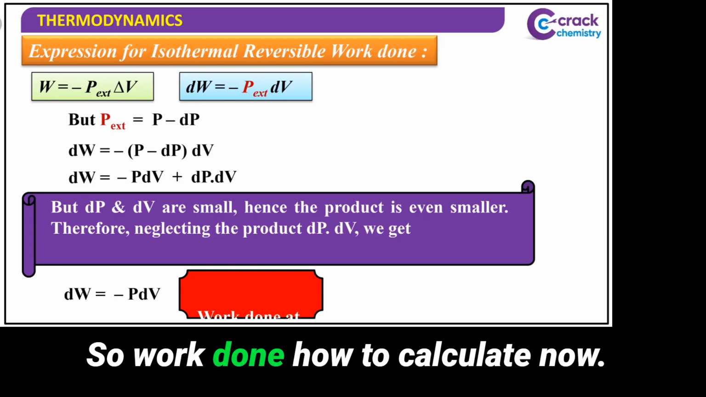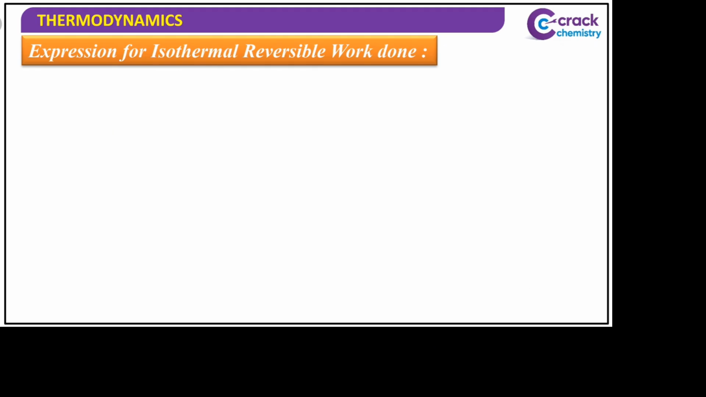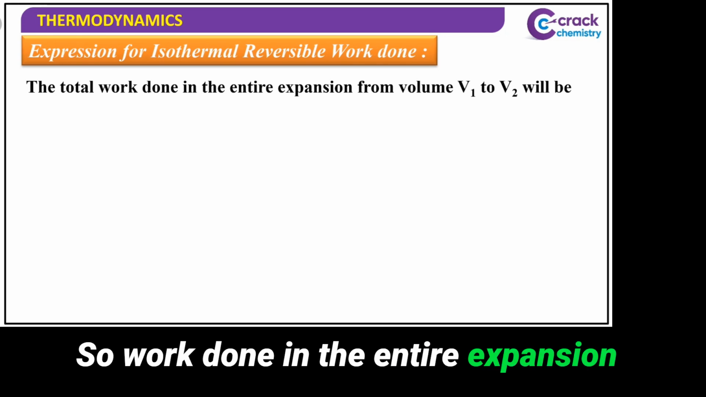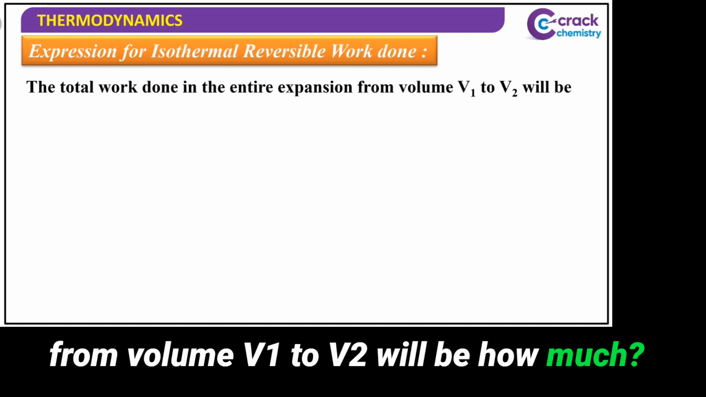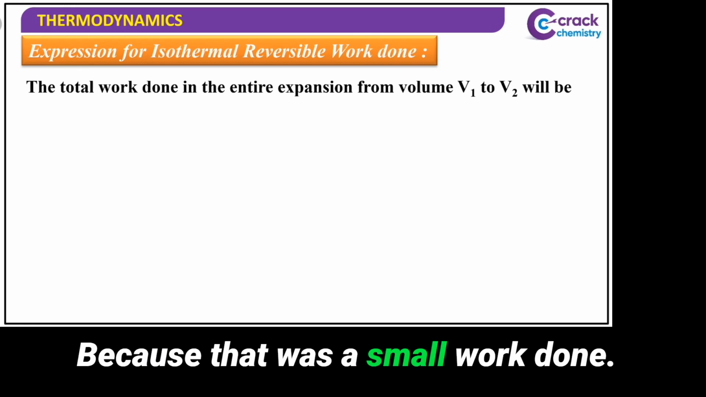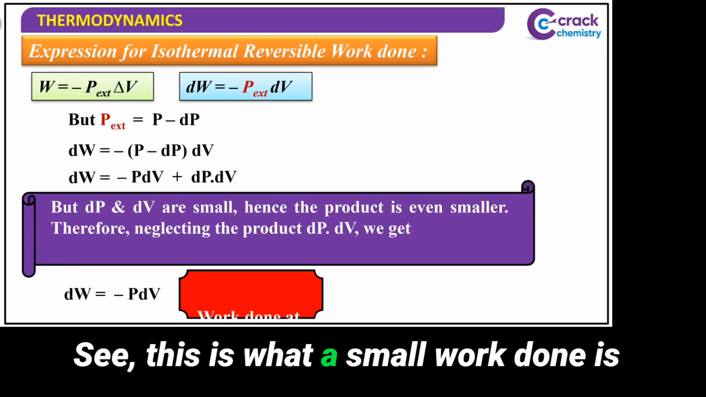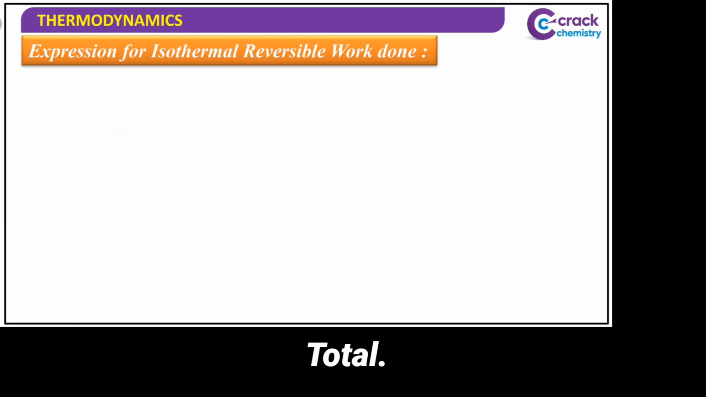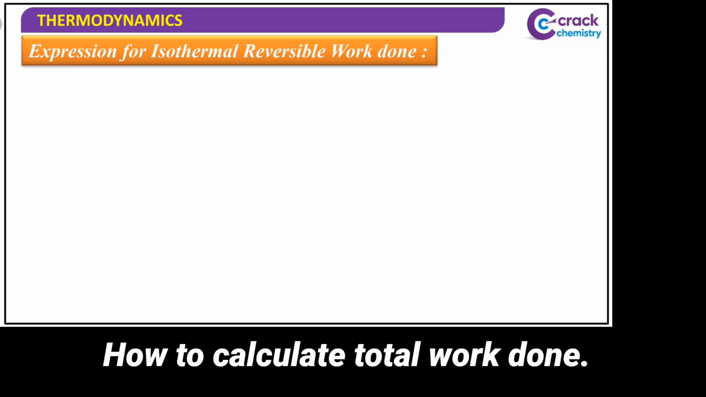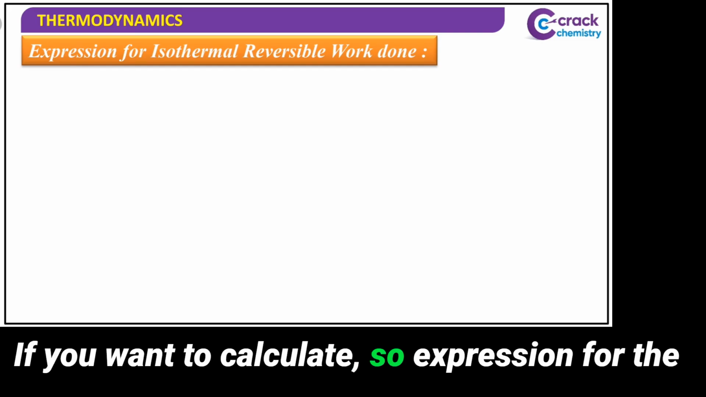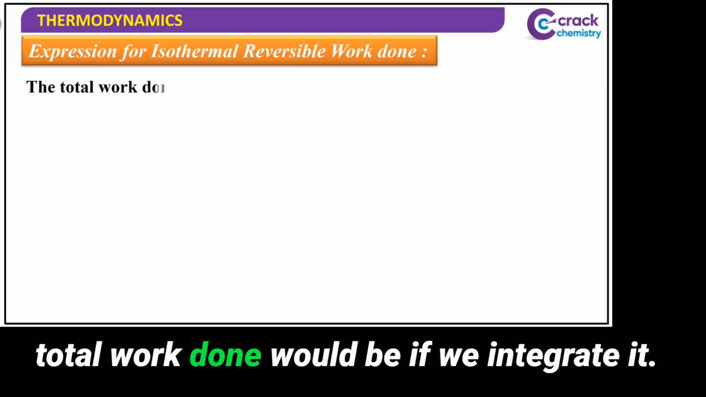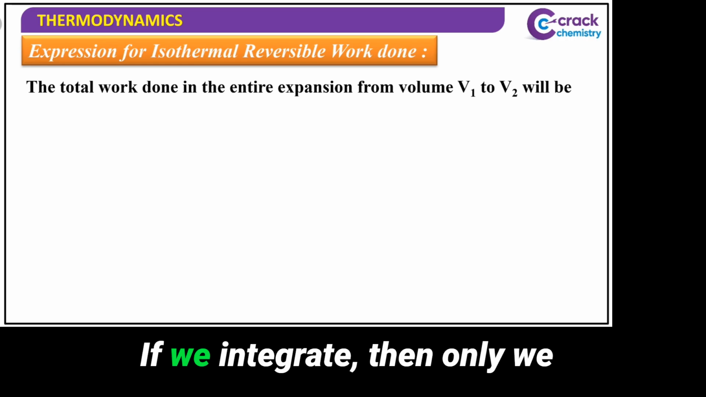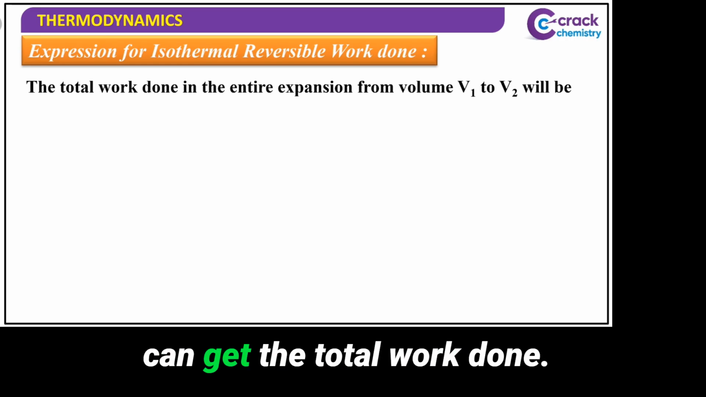So work done, how to calculate now? Work done in the entire expansion from volume V1 to V2 will be how much? Because that was a small work done, dW. This is not the total work done. Total work done, how to calculate? The expression for the total work done would be, if we integrate it. If we integrate, then only we can get the total work done.